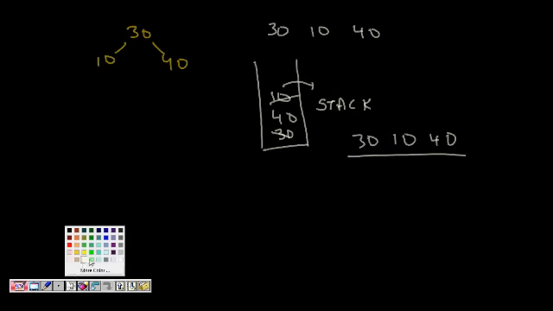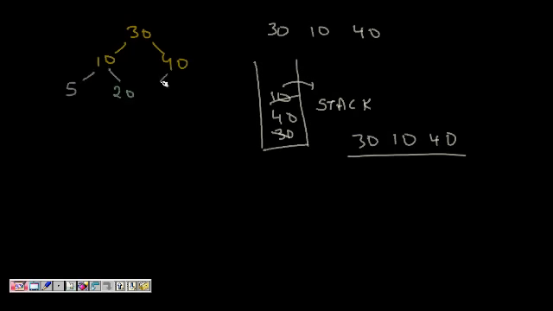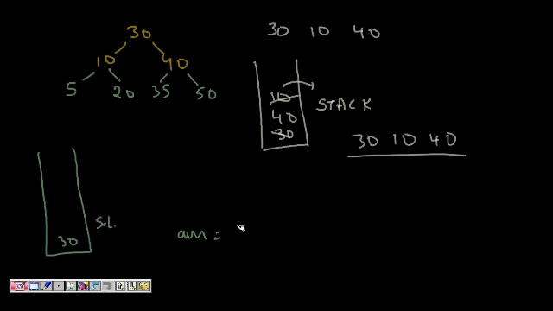Let's now increase the complexity a little bit. So let's have a 5 and then a 20 here, and a 35 and 50. Now let's do the operation on a bigger problem. I again push 30 into the stack. Let's have a current pointer. I make current equal to stack dot top, so I have 30 here. I pop it out and push the right child and the left child. So now I have printed 30.